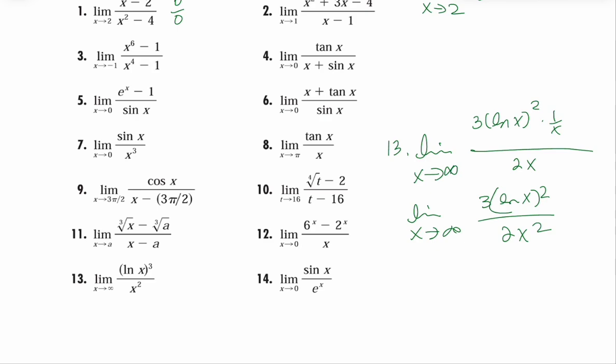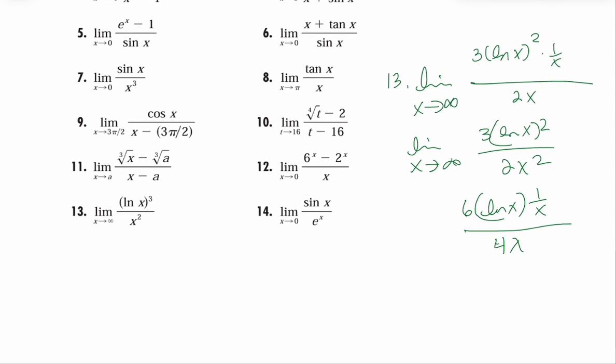Let's do it again. So this time we would get 6 natural log of x times 1 over x over 4x, which we're going to write again. That would be 6 natural log of x over 4x squared. Still infinity over infinity. So we're going to do it again.